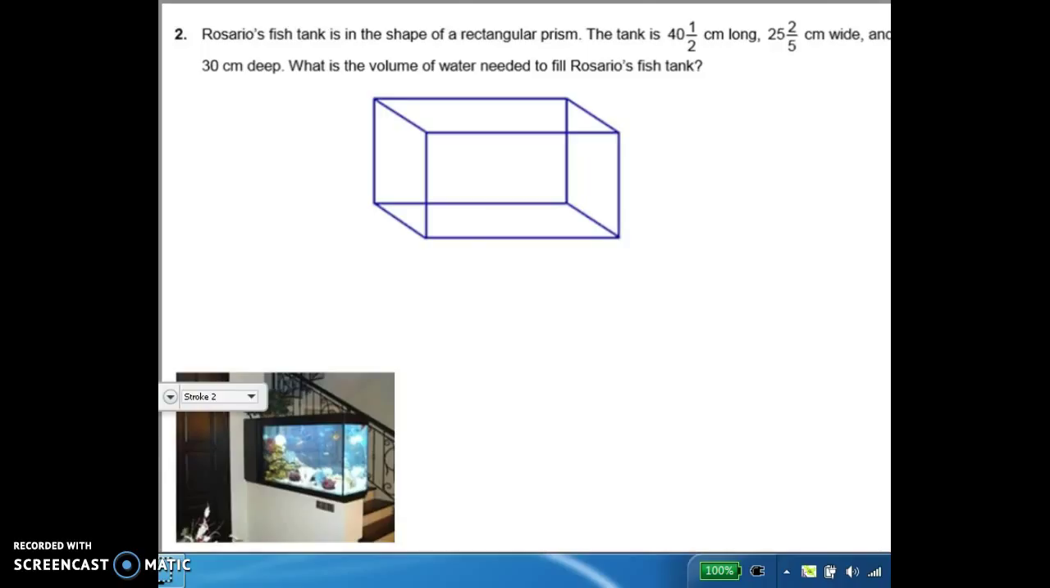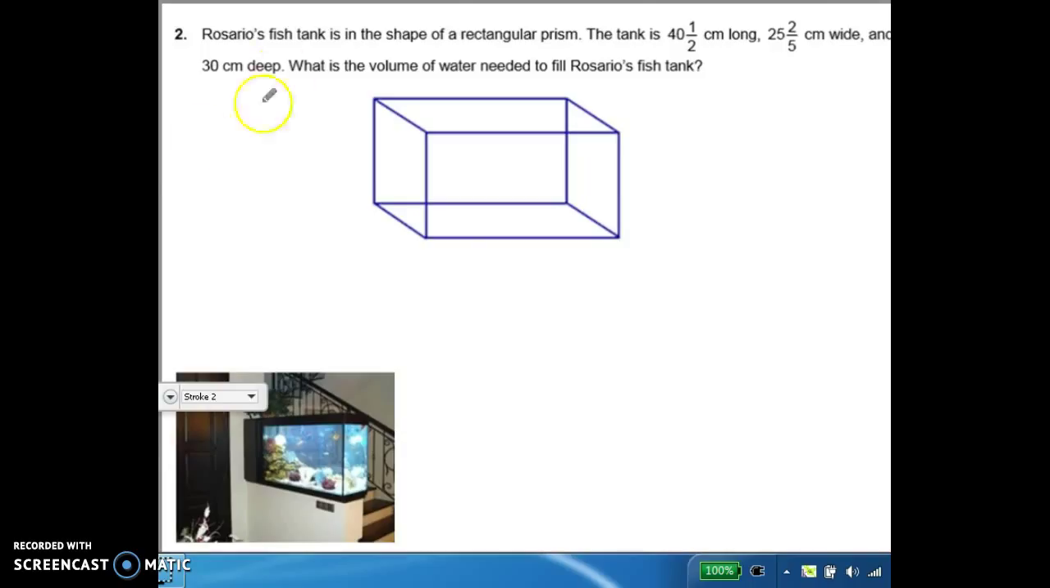It says Rosario's fish tank is in the shape of a rectangular prism. The tank is 40.5 centimeters long, 25 2/5 centimeters wide, and 30 centimeters deep. What is the volume of water needed to fill Rosario's fish tank?